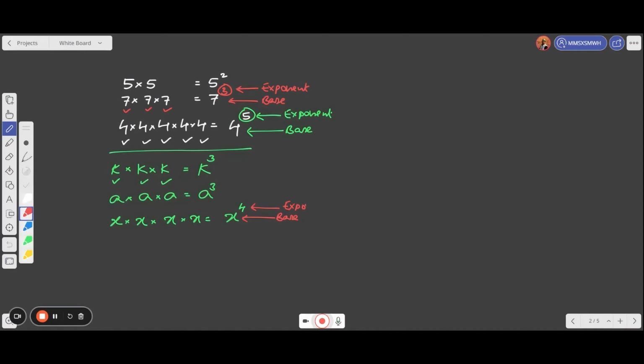Well, you may get a doubt. When do we get 3a? In this example, a multiplied by a multiplied by a is giving us a cube. Then when do we get 3a? Well, it's a good question.